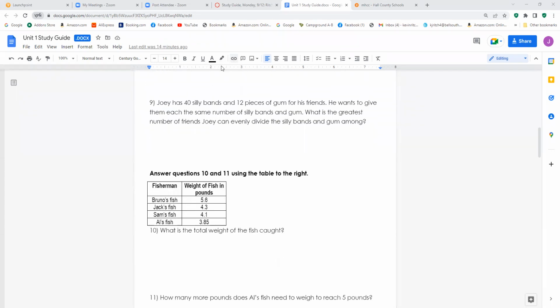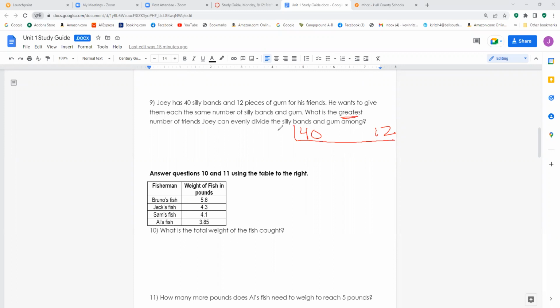All right, number 9. Joey has 40 silly bands and 12 pieces of gum for his friends. He wants to give them each the same number of silly bands and gum. What is the greatest number of friends Joey can evenly divide the silly bands and the gum among? So if he has 40 silly bands and 12 pieces of gum, basically we're looking for the greatest common factor. We want to know the greatest number of friends he can evenly divide the silly bands and the gum between.